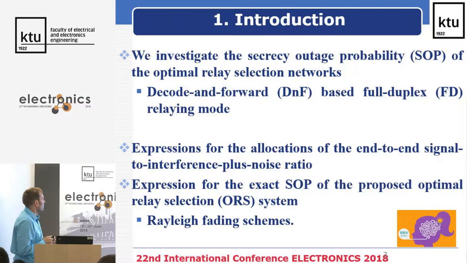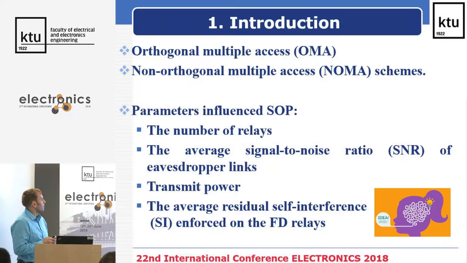We evaluate the closed form expression for the distribution of the end to end signal to interference plus noise ratio, as well as the closed form expression for the exact secret outage probability of the proposed optional relay selection system. This is under relay fading schemes. Secret outage probability we also compared with orthogonal and non-orthogonal multiple access schemes.